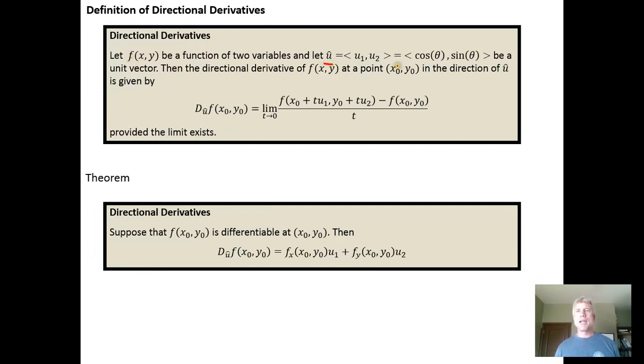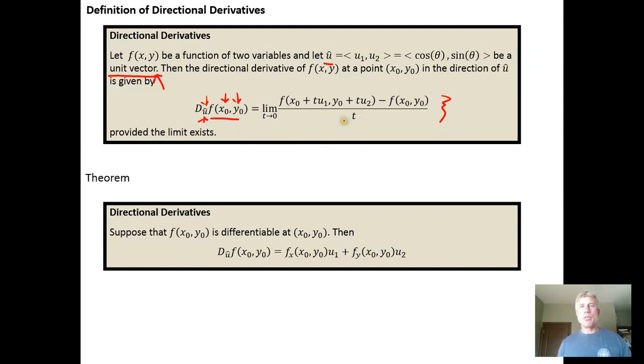Let u hat equal u sub 1, u sub 2, or cosine theta, sine theta, if theta is the angle u hat makes with the positive x-axis. So let u hat be a unit vector, so it always has to be a vector of length 1. And if we do those things, then the derivative in the direction of u hat of the function f at a specific point on the surface, x naught, y naught, z naught, is given by this difference quotient right here.